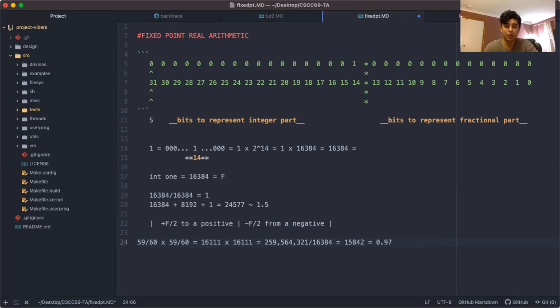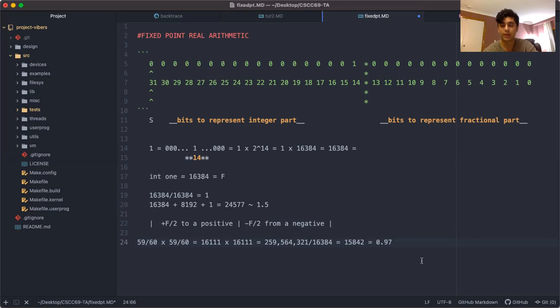So always remember, when we are multiplying two numbers in the 17.14 notation, it is very essential that we right shift the bits by 14 to get the correct result. Similarly, for division, we need to left shift by 14 to get the correct result.